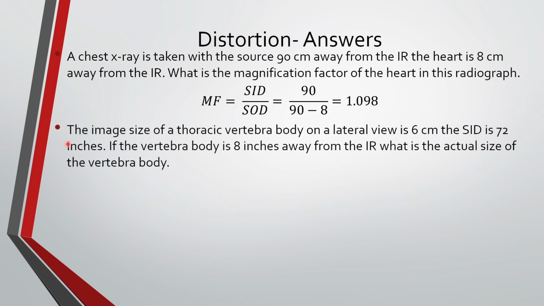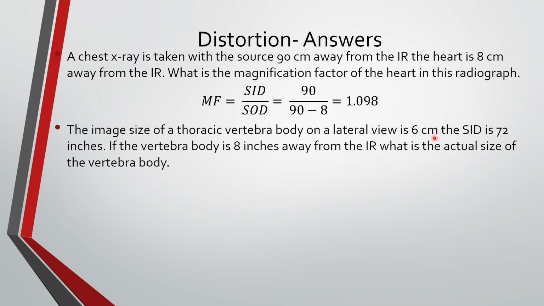The second question poses that the image size of the thoracic body on the lateral view is 6 centimeters. The SID is 72 inches. If the vertebral body is 8 inches away from the IR, what is the actual size of the vertebral body? So we have to notice here that we have 6 centimeters.